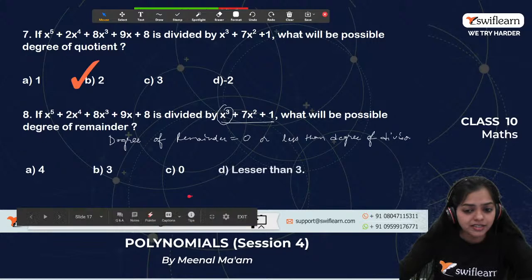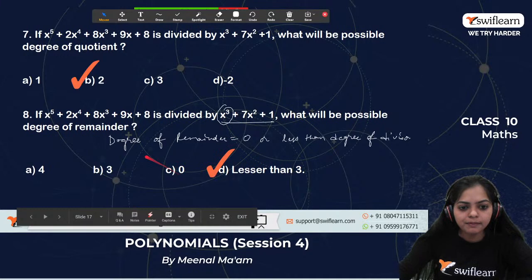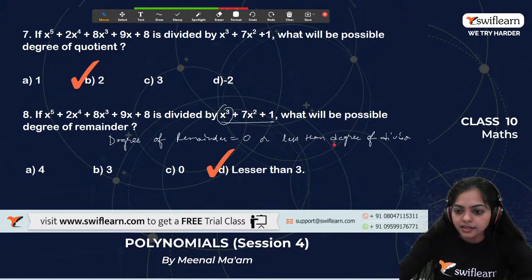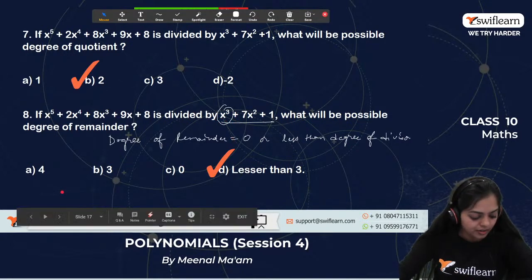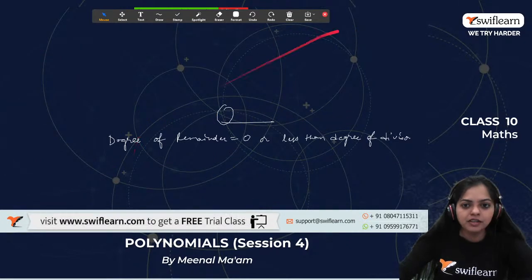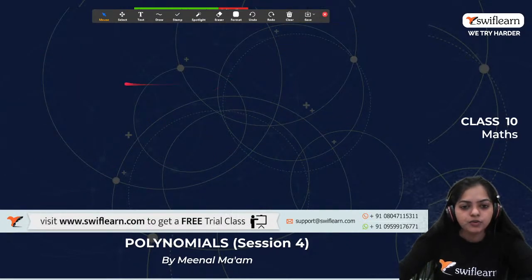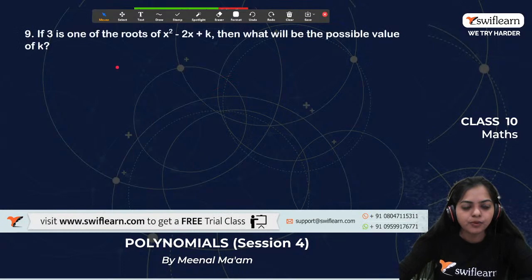The answer will be what? It is lesser than 3. That is option number D. Got it? Because the degree of remainder is less than the degree of divisor. And here the degree of divisor is 3. So it is definitely less than 3. Got it? Alright, great everyone. Now let's have a look over the next question, and here is question number 9.